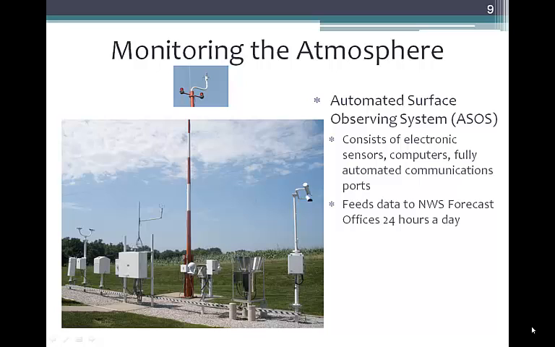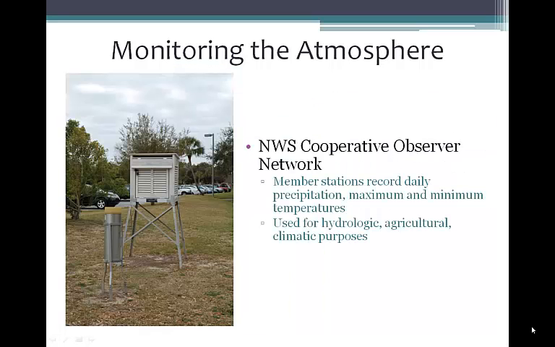The ASOS are administered by the National Weather Service, and they are sending data to the National Weather Service servers 24 hours a day, 7 days a week. So there's a large network of these types of monitoring stations around the United States. In addition, the National Weather Service has a cooperative observer network. There are member stations that have different types of weather instrumentation.